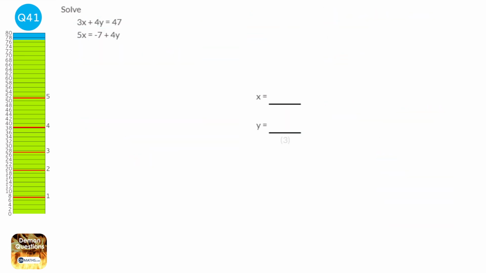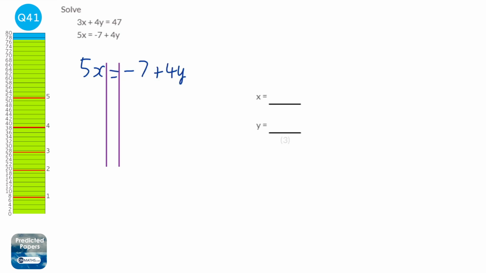So the first thing I notice is the second equation isn't really in the normal format for doing simultaneous equations. So I'm just going to rearrange it so that we have it where we want it to be. And I'm just going to put my lines in so I can rearrange. So the first thing I want is I want the x's and y's on the same side. In fact, actually all I need to do is take away 4y from both sides, and we get 5x minus 4y equals minus 7.